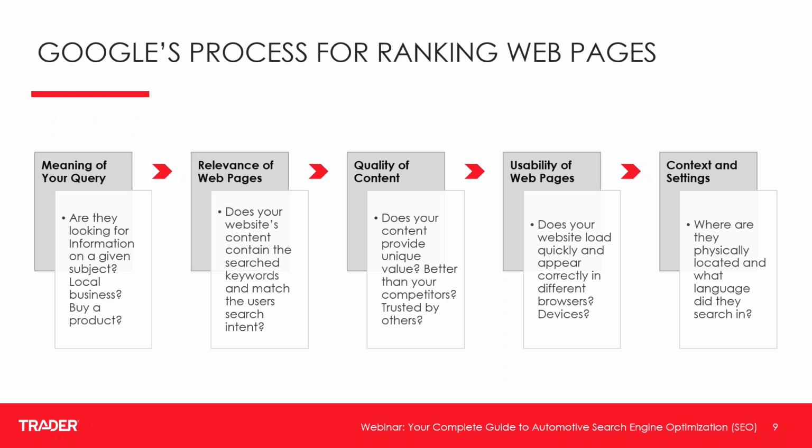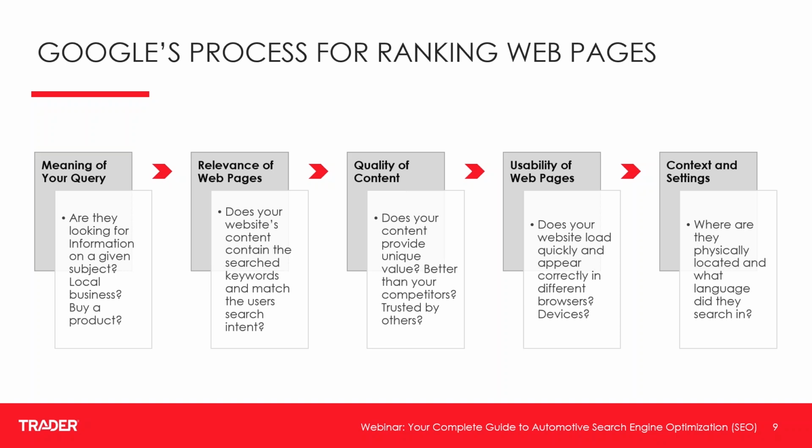So this is their sort of process for ranking web pages. They first need to understand the meaning of what that customer is searching for, right? Think of if somebody typed in apple. Are they looking for the fruit, or are they looking for the company? Google needs to understand the meaning of your query. Are they looking for a local business? Are you looking for information? Are you looking for a product? They need to understand this.